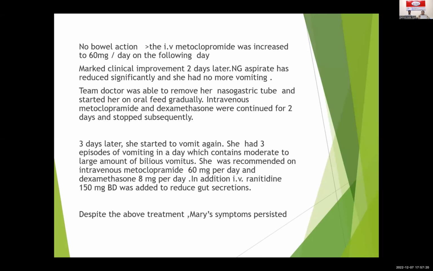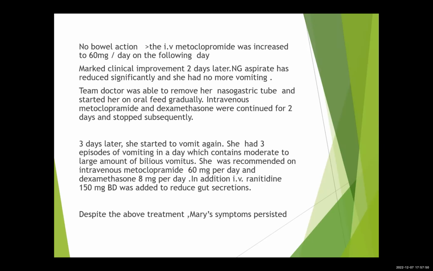3 days later, she started vomiting again. She had 3 episodes of vomiting in a day, which contained moderate to large amounts of bilious vomiting. She was recommenced on intravenous metoclopramide 60 milligrams per day and dexamethasone 8 milligrams per day. In addition, IV ranitidine was added to reduce the gut secretion. Despite all the treatment, Mary's symptoms persisted. Now, what do you think happened here?